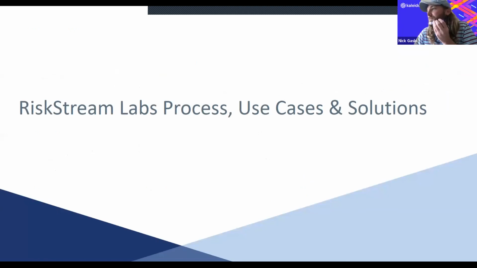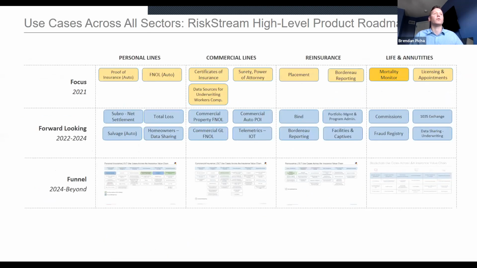So Riskstream Labs process use cases and solutions. This is actually more on the high-level product roadmap. So you can see here for 2021, we are looking at use cases within personal lines, commercial lines, reinsurance, and life and annuities. Personal lines, we're looking at proof of insurance and first notice of loss, data sharing for private passenger auto, mentioned that earlier. Commercial lines, we're looking at certificates of insurance, surety, power of attorney, and workers' comp is another area. I think we were initially looking at data sources for underwriting, but I think that's pivoted a bit.